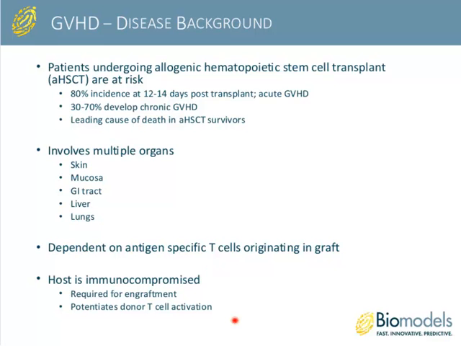Importantly, the host is immunocompromised. That is required for a successful engraftment because if there's a fully intact immune system, you will very likely just reject the graft, which is obviously no good. But also that immunocompromising potentiates donor T cell activation. So there's a fine balance to be struck between effective engraftment and reducing GVHD.